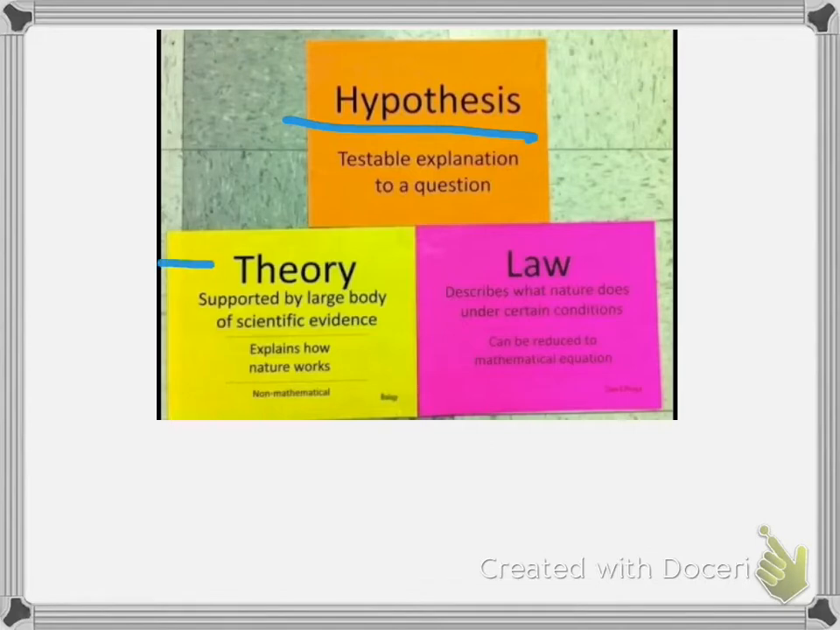A theory is supported by a large body of scientific evidence. It means that it is a hypothesis that I have tested many, many times, and it's turned out to be true every time I've tested it. And finally, a law describes what nature does under certain conditions. And this is always true. And there's oftentimes a mathematical equation that's tied to it.